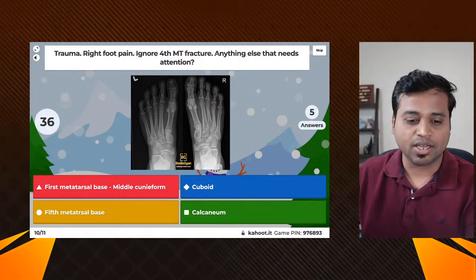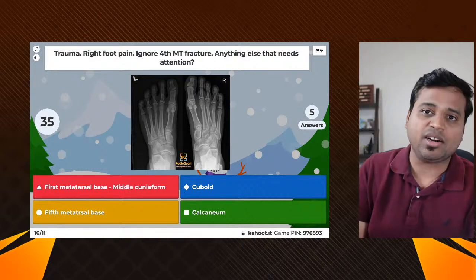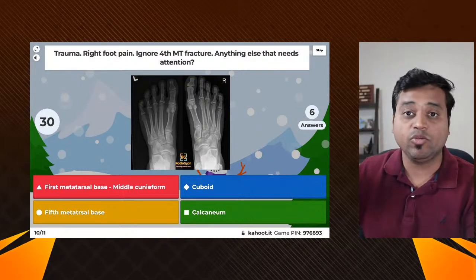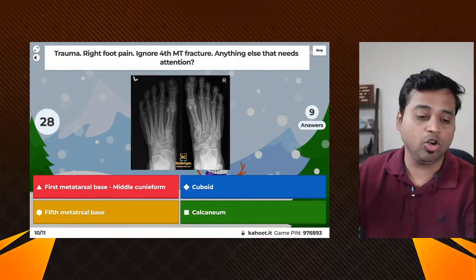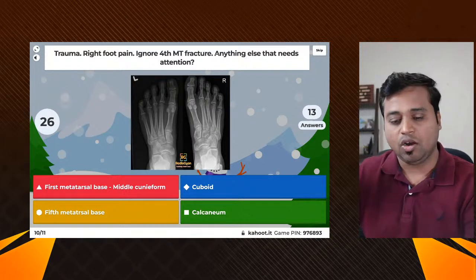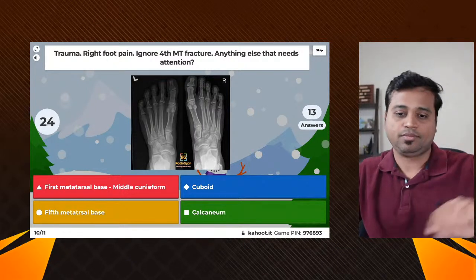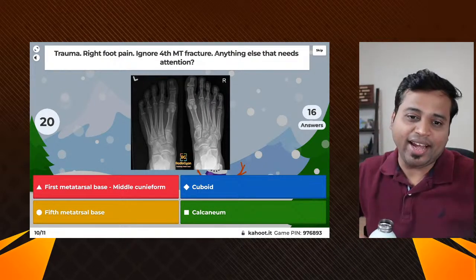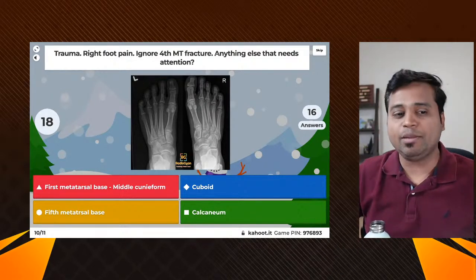So look at the first. Oh, I meant second metatarsal base. No, first metatarsal base and middle cuneiform. That's correct. Will you look at the cuboid? Would you look at the fifth metatarsal base, or would you look at the calcaneum? So there's a subtle finding which has important implications.